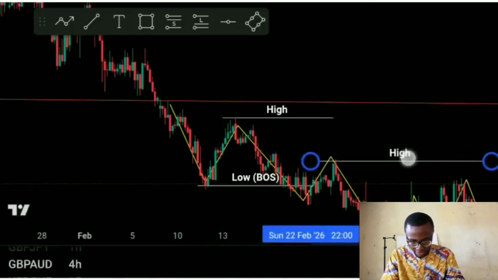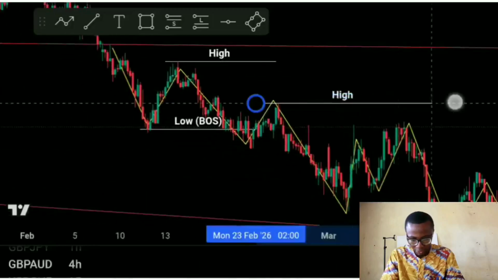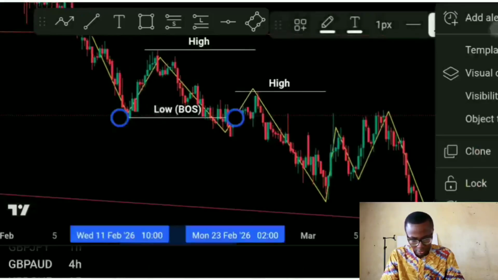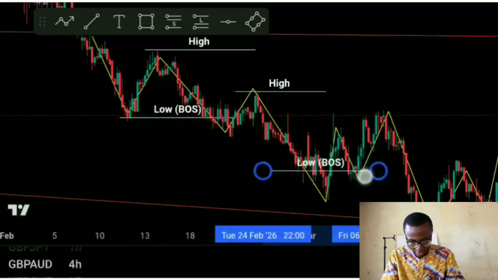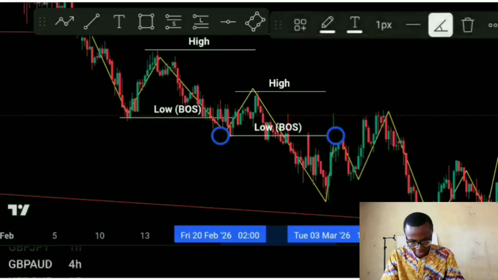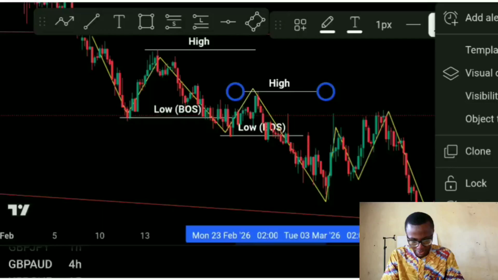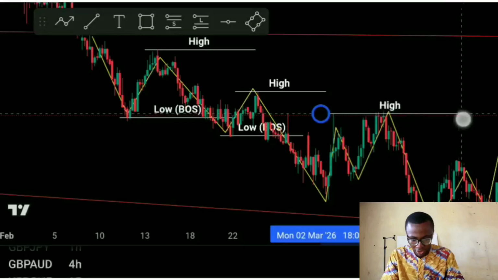Let's mark this high. A new high was created here. There's no break of this high. Look at, no break. Now look at a new low. A new low was created here. That is break of structure. Then look at a new high that was created here. No break of structure here. This is not a break of structure.